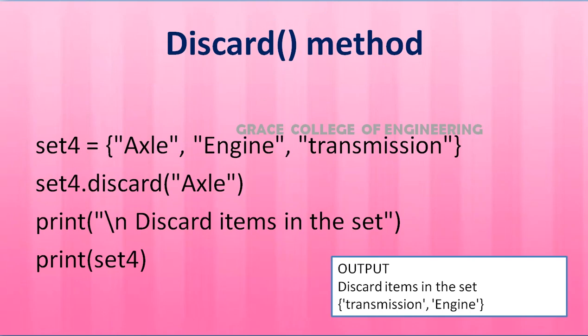Next, the discard method. Here a set is created with multiple items. Then set4 dot discard of axle. Next, print 'discard items in the set'. Print set4. So the output is: discard items in the set, transmission, engine is printed. If the item to remove or discard is not present, if it does not exist, then the remove method will raise an error, while the discard method will not.